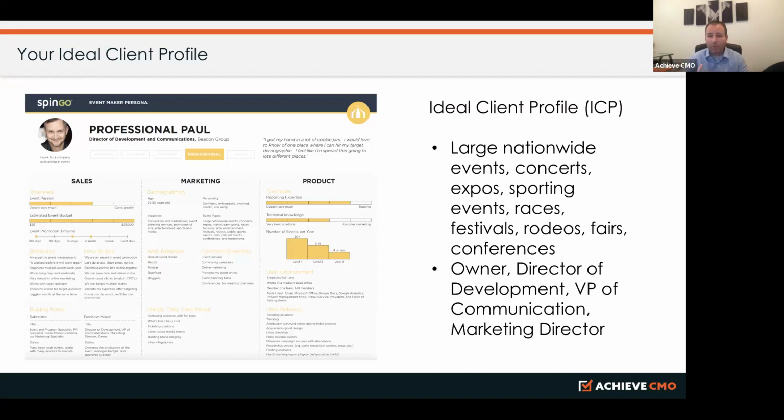He organized large nationwide events, concerts, expos. They were often owner, director of development, VP of communication, those were the titles that they had. And what we learned is that they had money, they had budget, right? But they also often had short time frames to get things done. And so what we were able to do is create a buyer persona card. This is what this is called.